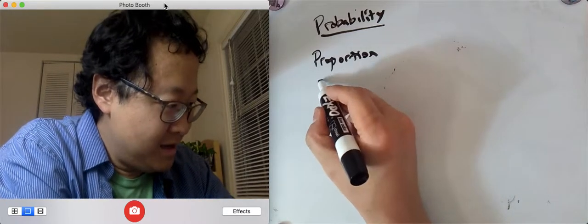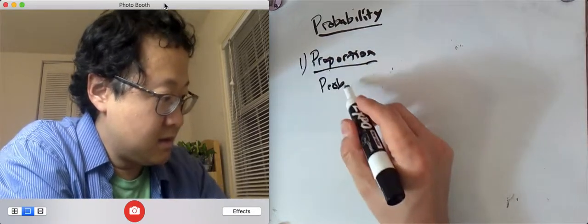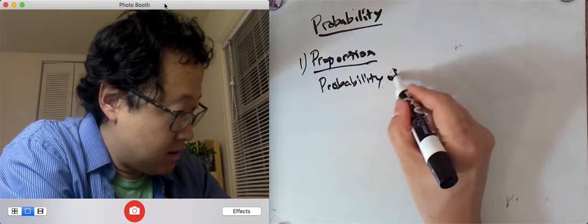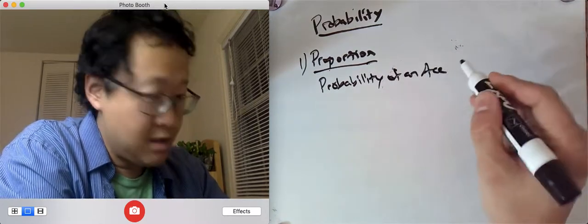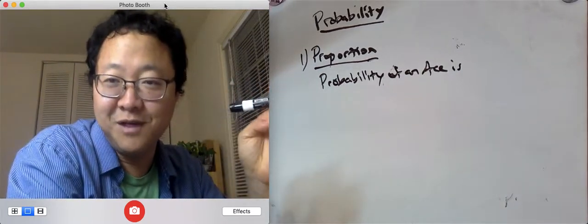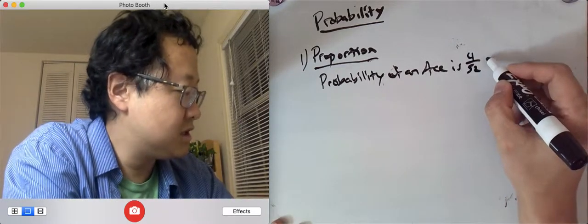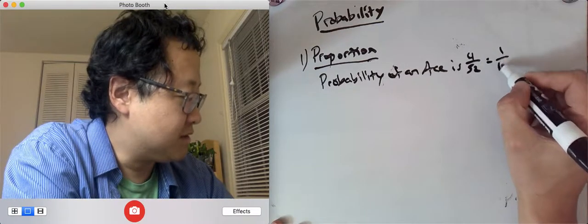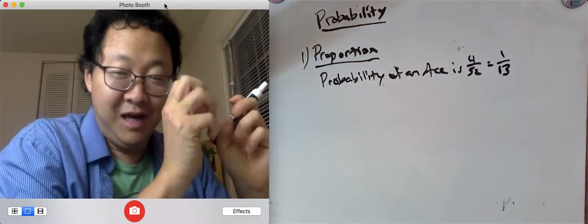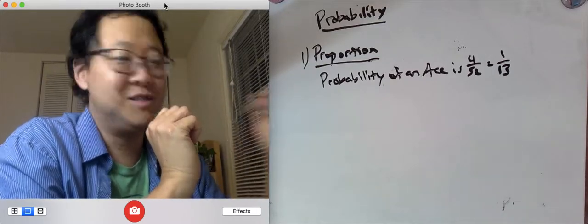Okay. And the probability of an ace is, now there's 4 aces out of 52 cards, so that's just going to be 4 out of 52, which is also equal to 1 over 13. Okay, so one understanding of probability is just as proportion, like the proportion of cards that are aces is 4 out of 52.